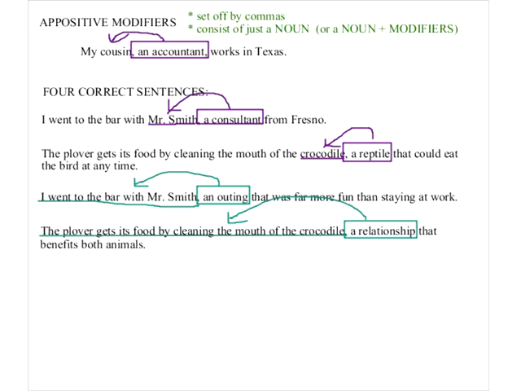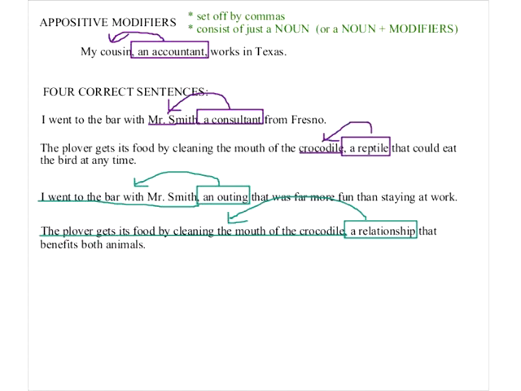But this is how these work. Now let's try to explain what's happening here. Does anybody know the difference between these? Like, what do a consultant and a reptile have in common that an outing and a relationship don't? It's a very vague question. Let's see if anybody knows the answer to that. Nobody? Okay, here's the difference.